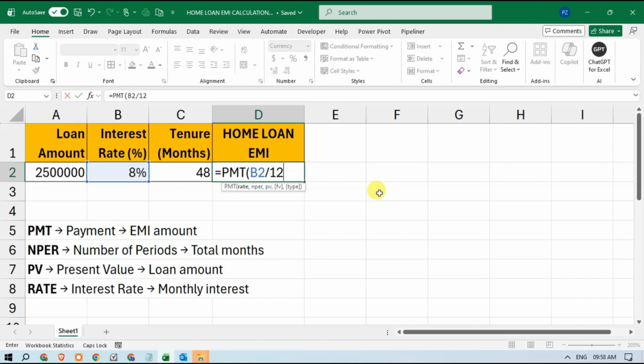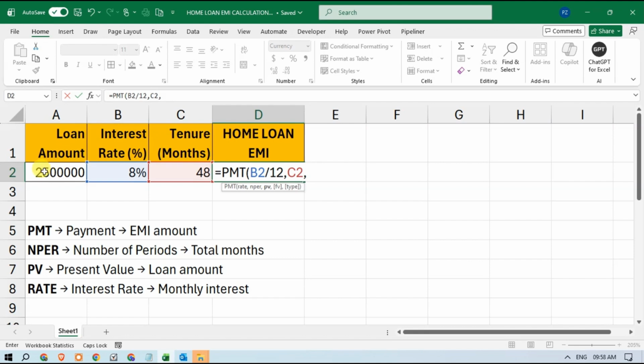Okay, understood? Then use the comma, then NPER. NPER means number of periods, total months. Okay, so total months is 48. So I select the tenure cell C2, then again use the comma and PV. PV means present value, loan amount.